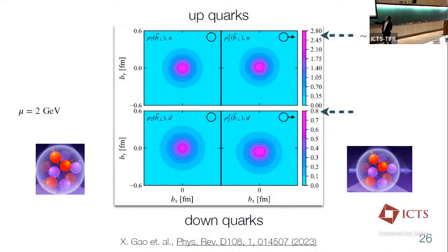So this is the up quarks. The top row is up quarks, the bottom row is down quarks. To my left is the transversely polarized proton, and to my right is the unpolarized proton. So these are the so-called enthalpy distributions of the up and down quark, and this would be the total angular momentum distributions coming from the U quark and coming from the D quark.